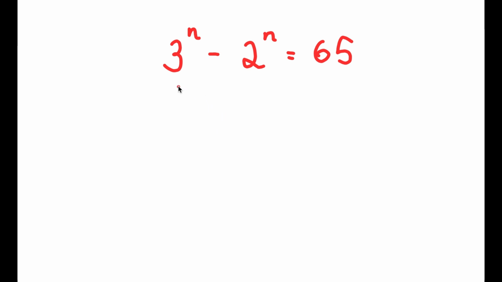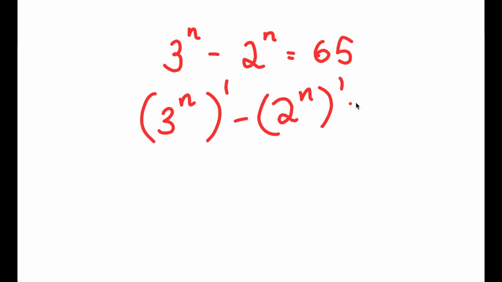Alright, so in this problem, I have 3 to the power of n minus 2 to the power of n is equal to 65. So to solve this, I'm going to first start by rewriting 3 to the power of n as 3 to the power of n to the power of 1. And I have minus 2 to the power of n to the power of 1 is equal to 65.